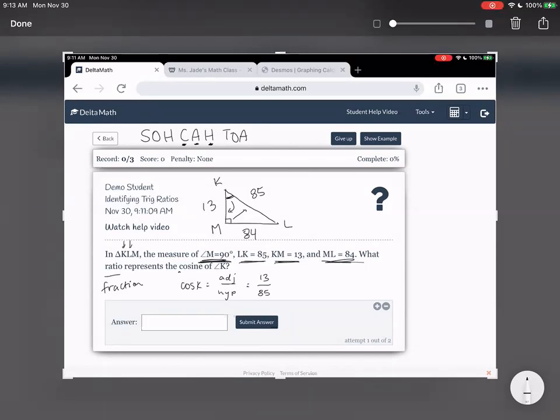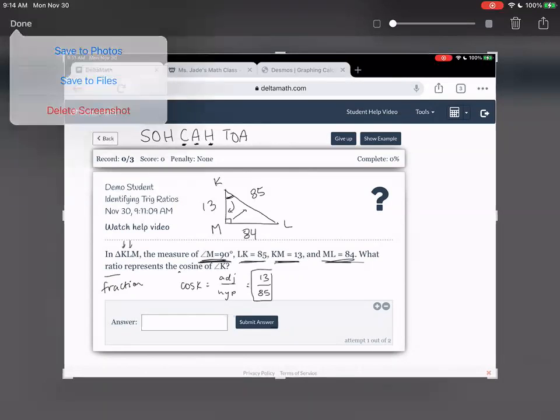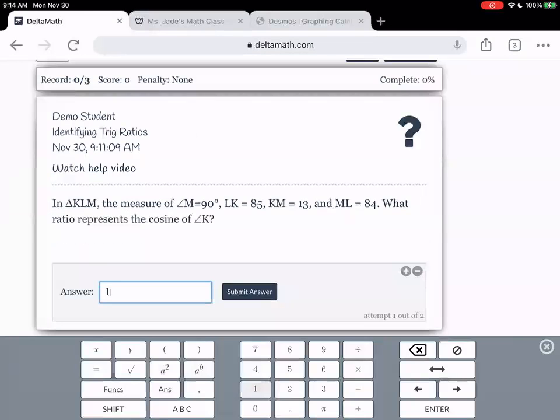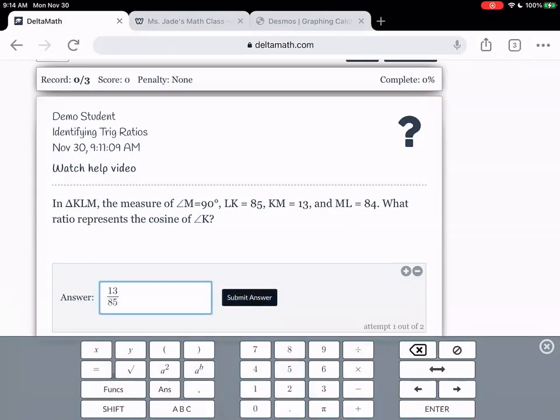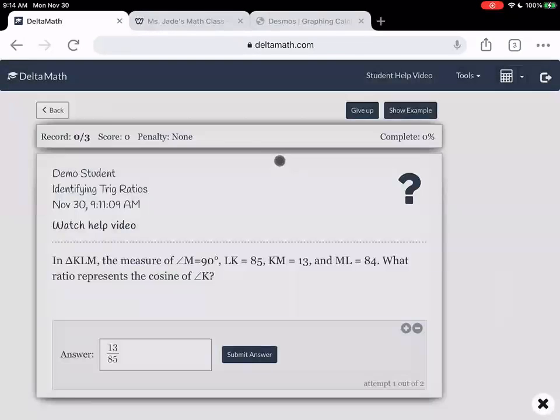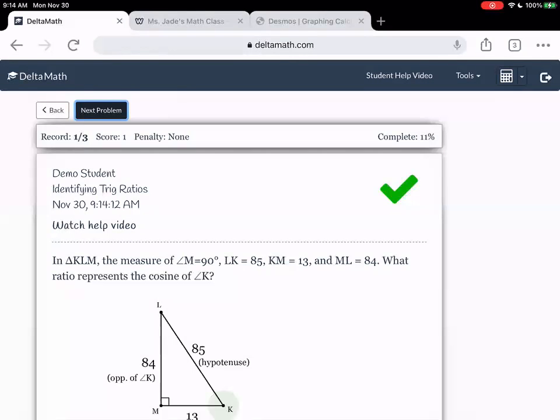Hopefully that sparks some memories about how these things go. If you still need help later on, call me over in the breakout rooms. But for the sake of Monday's time, I'm just going to do one example of this for now. So our answer is the ratio 13 over 85. I'm going to go enter that in. 13 over 85. Okay, so that was one example for identifying trig ratios.